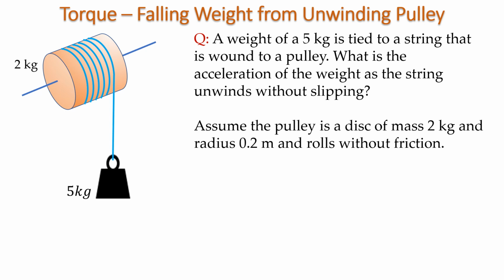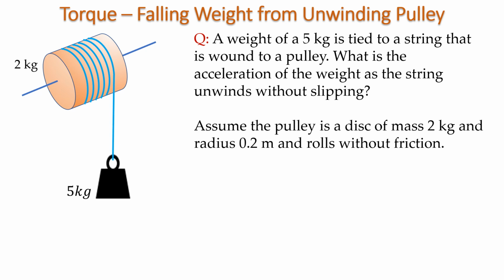This is a medium difficulty problem. Here we have a weight of 5 kg that is tied to a string, which is wound to the pulley. We are asked what is the acceleration of the weight as the string unwinds without slipping. You may pause the video and read the problem fully. Let me proceed.